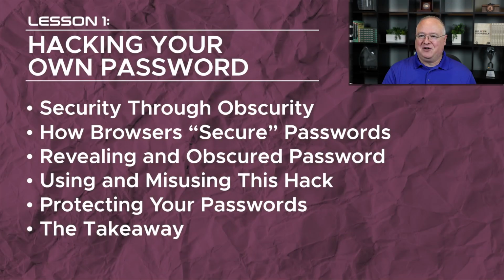So let's talk about first what we mean by the word security through obscurity. The way your browser stores a password is actually a good example of security through obscurity. Those little dots or asterisks are only there to stop someone from looking over your shoulder and seeing what your password is while you're physically typing it. It's not actually encrypting your password or storing it in any secure way.